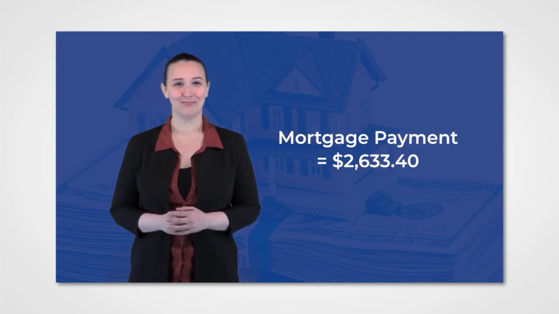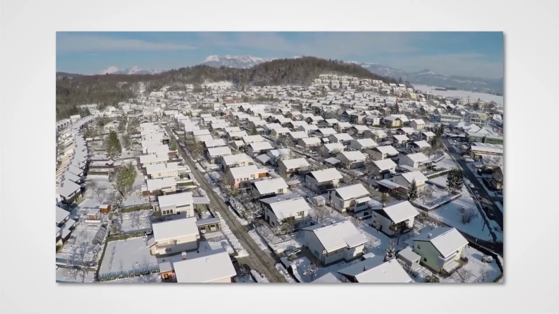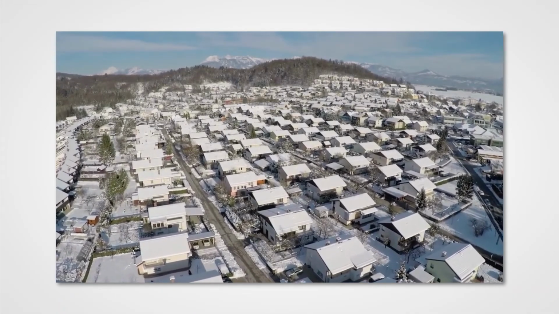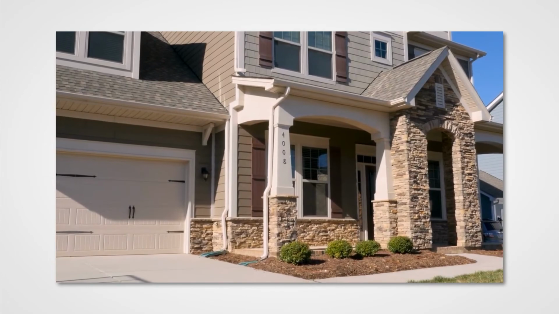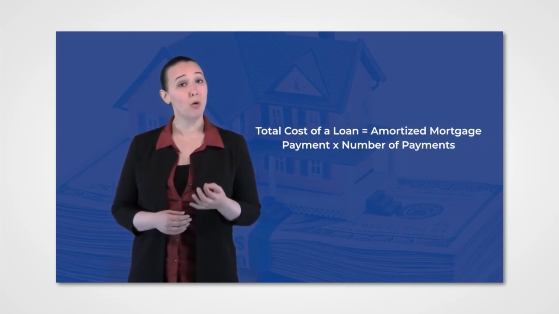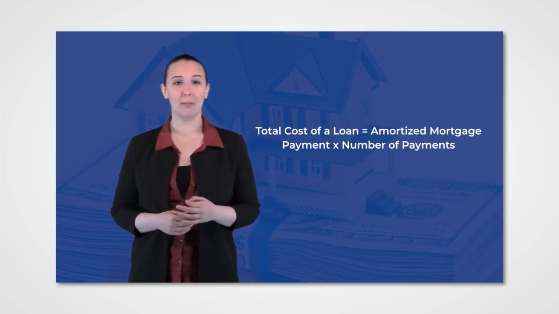$2,633.40. The amount being paid off by the monthly mortgage payments isn't just the principal. The total cost of the loan is made up of the principal and the total interest that will be added over the course of the loan. So, we can find the total cost by adding these two factors together. The total cost of a loan equals principal plus paid interest. It's more likely, though, that we'll know the monthly mortgage payment. In that case, we can multiply that by the total number of payments.